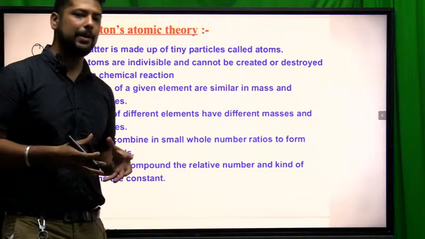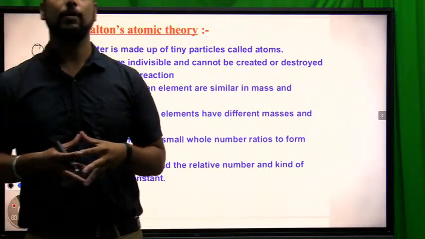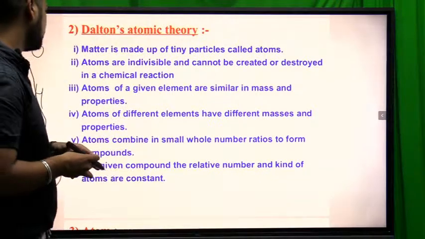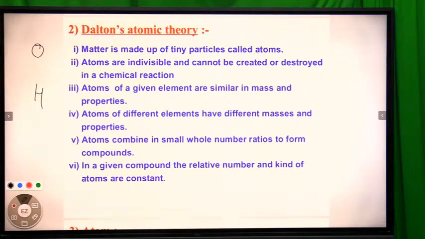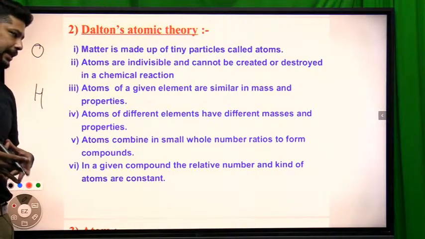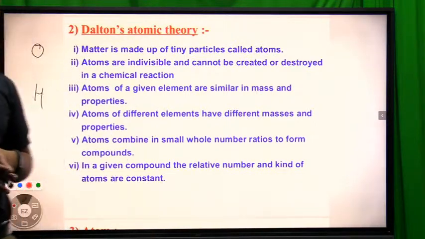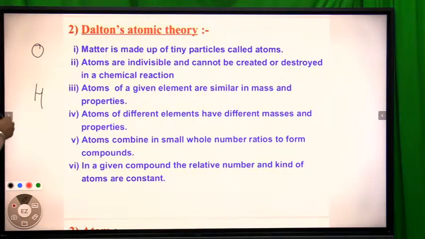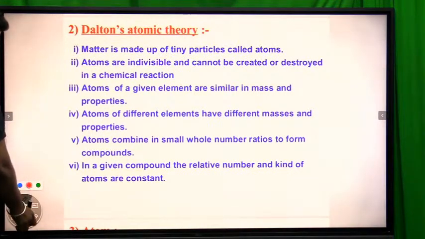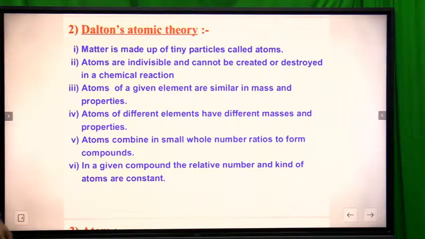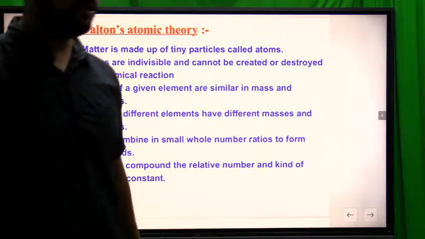Next, atoms combine in small whole number ratios to form compounds. And the last is, in a given compound the relative number and kind of atoms are constant. This we have studied in the law of constant proportion, that the ratio will always remain same when atoms or elements combine with each other. This is Dalton's atomic theory. You can take a screenshot of this Dalton's atomic theory if you want.